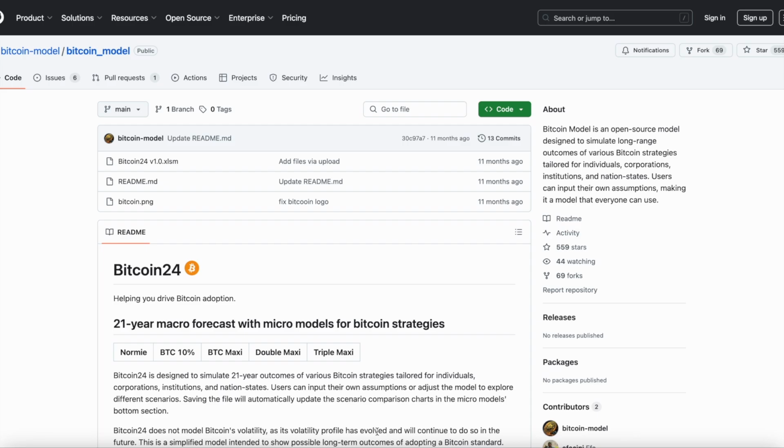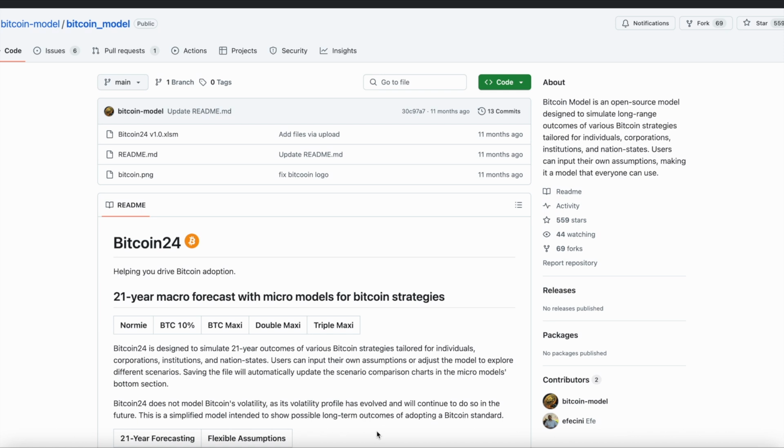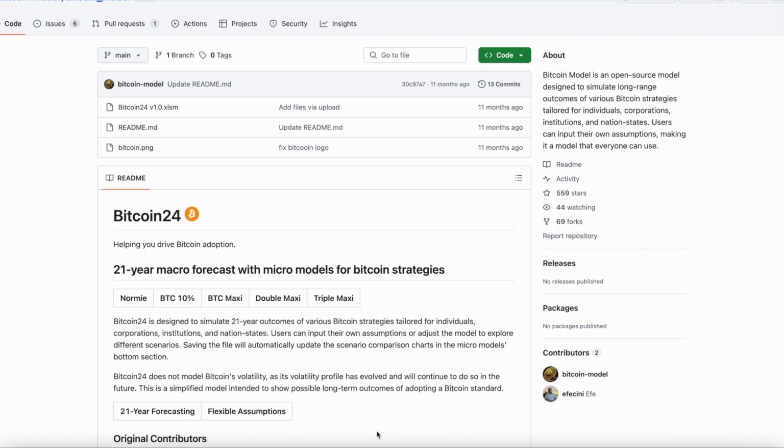In this video we're going to go through Bitcoin 24, which is an open source model designed to simulate long-range outcomes for Bitcoin prices. This was created by Michael Saylor and a couple of other contributors, all with the idea of driving Bitcoin adoption. This was simply found by typing Bitcoin 24 into Google and heading to GitHub, where you can go ahead and download it. So from here we will continue with a deep dive into Bitcoin 24 and its forecast.